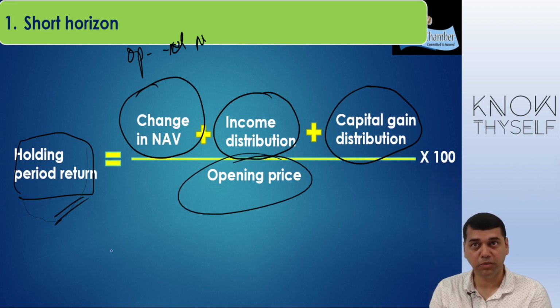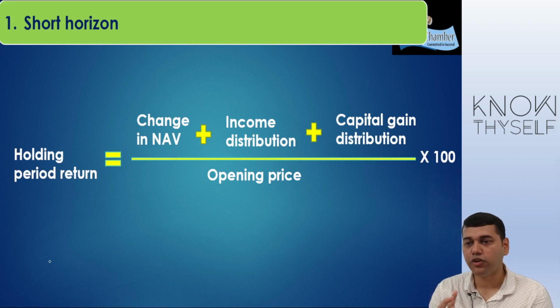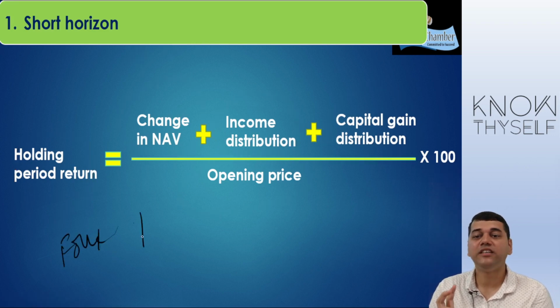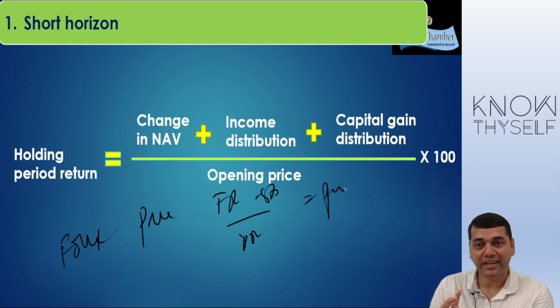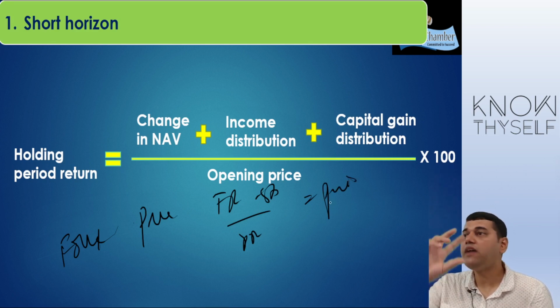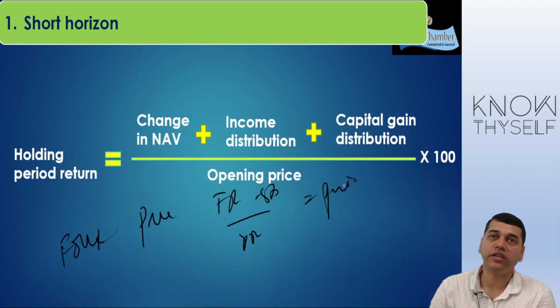It may be for 6 months. Same thing, very similar to Forex. We did the premium: FR minus SR divided by SR. It is for the period, 6 months, 3 months. Now I want annualized. I'll convert for the full year.